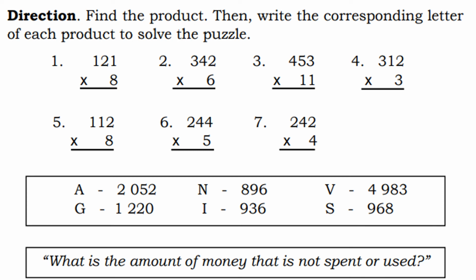Before we start our next topic, find the product. Then write the corresponding letter of each product to solve the puzzle. What is the amount of money that is not spent or used? The answer is savings.